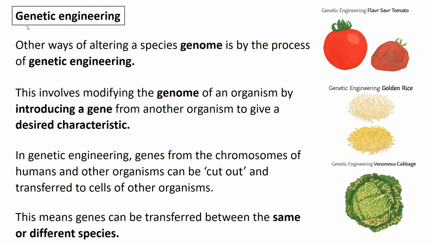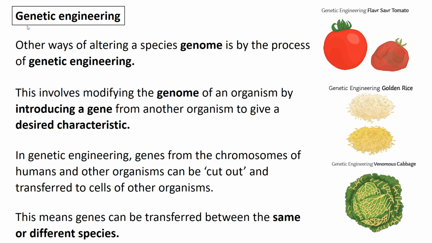So another way of altering a species' genome is by the process of genetic engineering. Genetic engineering involves modifying the genome of an organism by introducing a gene from another organism to give a desired characteristic. In genetic engineering, genes can be cut out of chromosomes of humans and other organisms and transferred to cells of other organisms. So you can basically transfer any gene from any organism into any other organism. Genes can be transferred between the same species or different species.